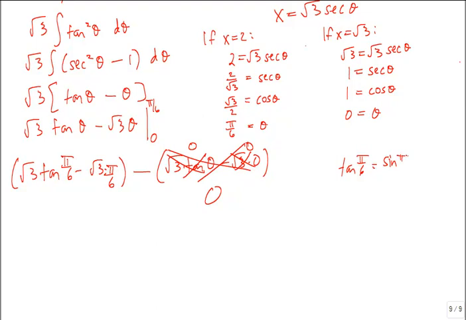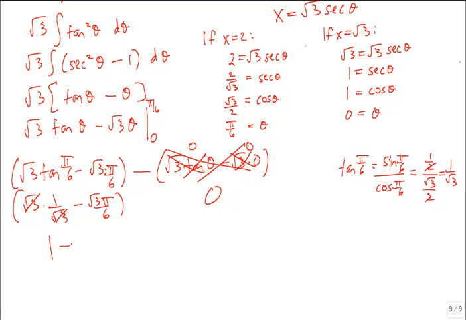Now you need to know what the tangent of pi over 6 is from your unit circle. Well, that's sine of pi over 6 over cosine of pi over 6. Sine of pi over 6 is a half. Cosine of pi over 6 is root 3 over 2. So this is the same as 1 over root 3. And you can rationalize that if you want, but I'm just going to leave it as 1 over root 3 because that makes it easier to cancel out these root 3's. So this becomes 1 minus root 3 pi over 6. And you can just leave it like that. If you prefer to get a decimal, I believe it's about 0.0931, but you can leave it in this exact form as well.